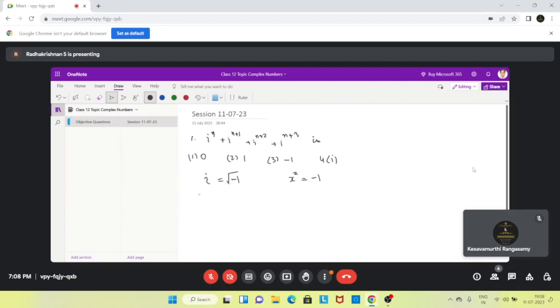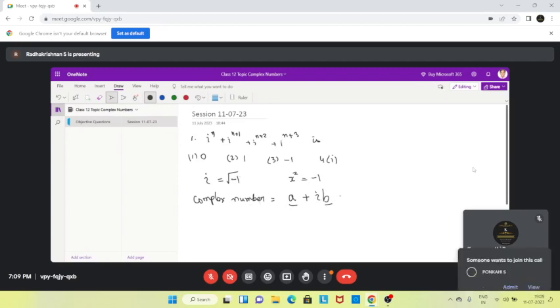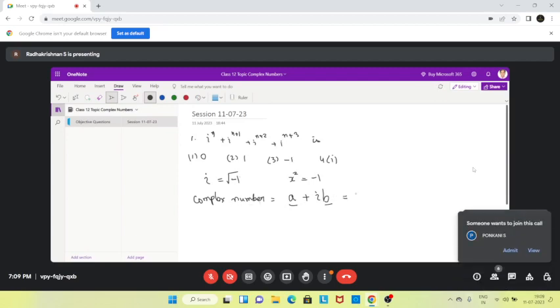Complex number is a combination of real and imaginary number. So what we call a plus i b, where a is a real number and b is a real number and i is the root of -1. This kind of number is called a complex number. It is generally represented as z.